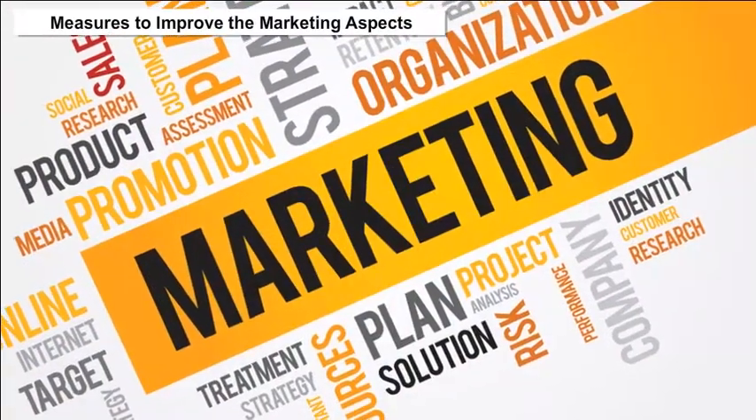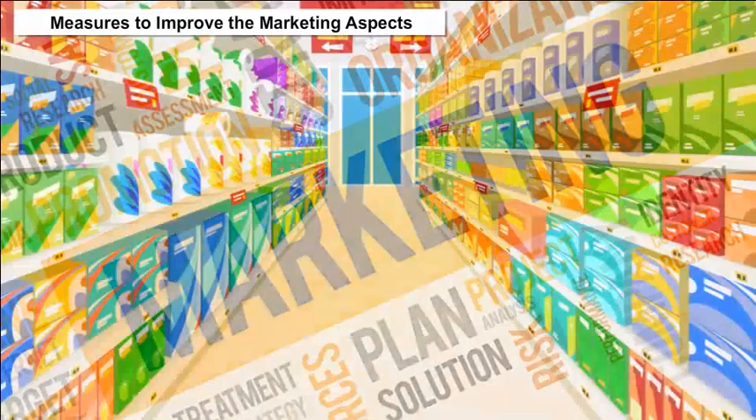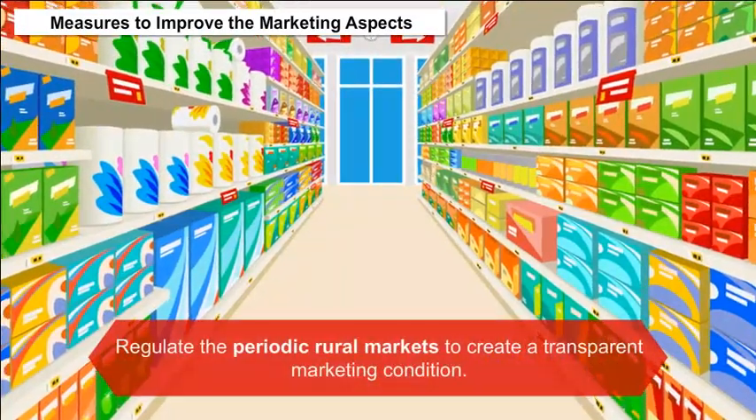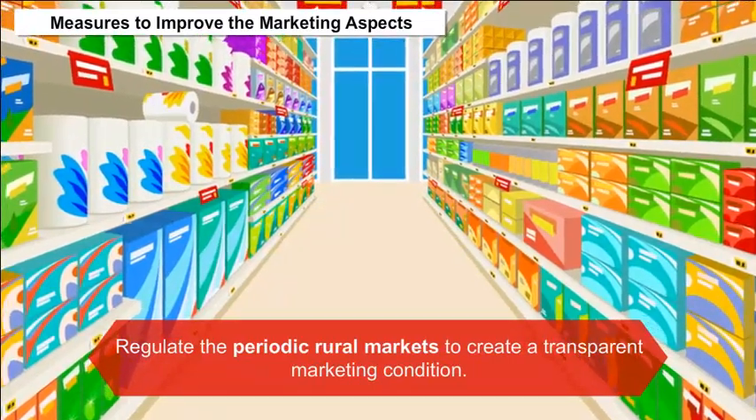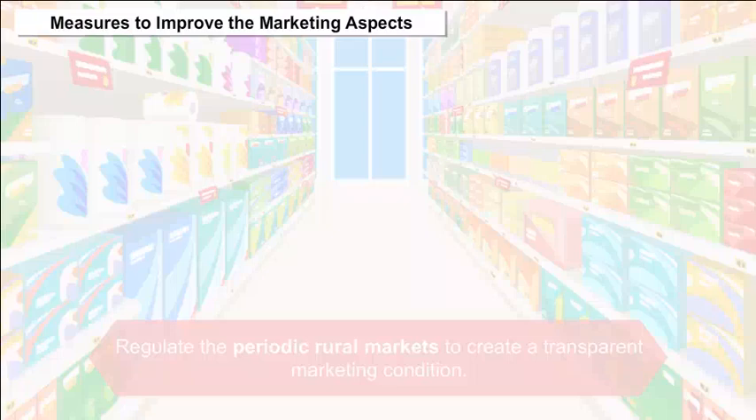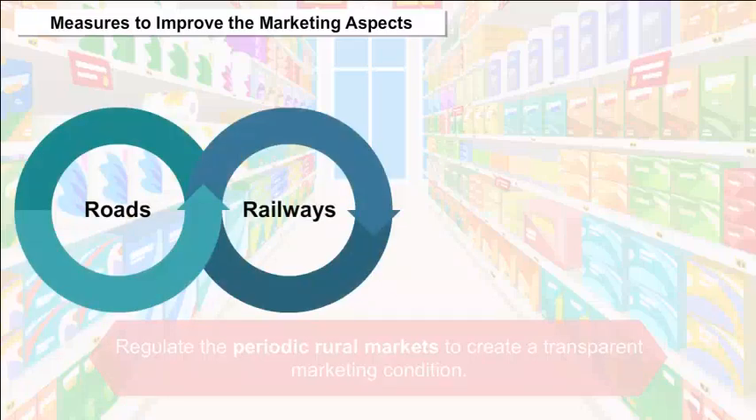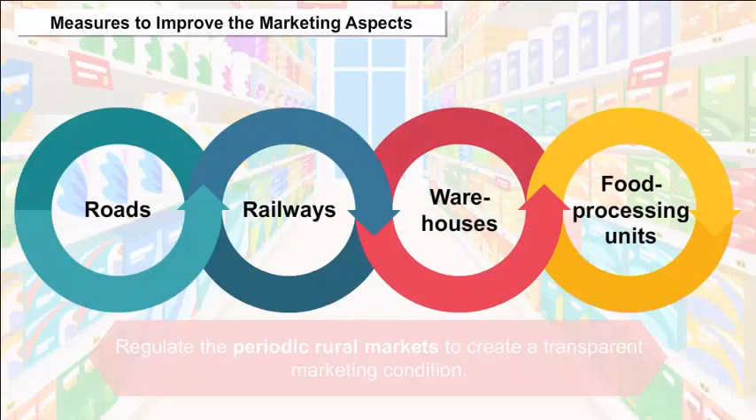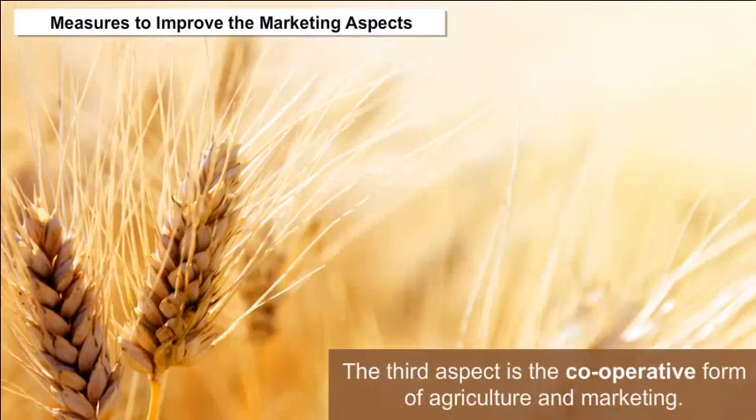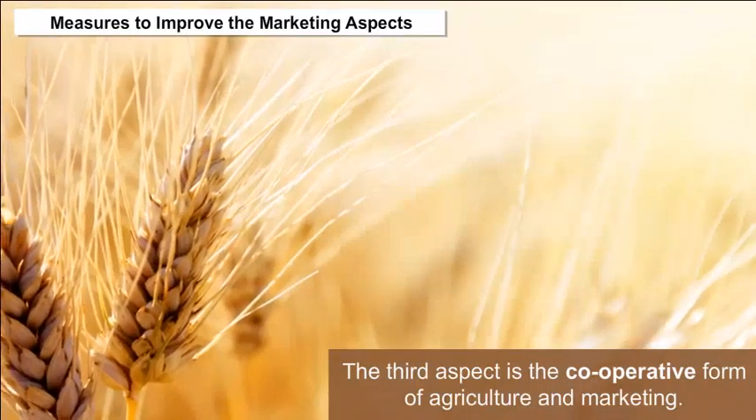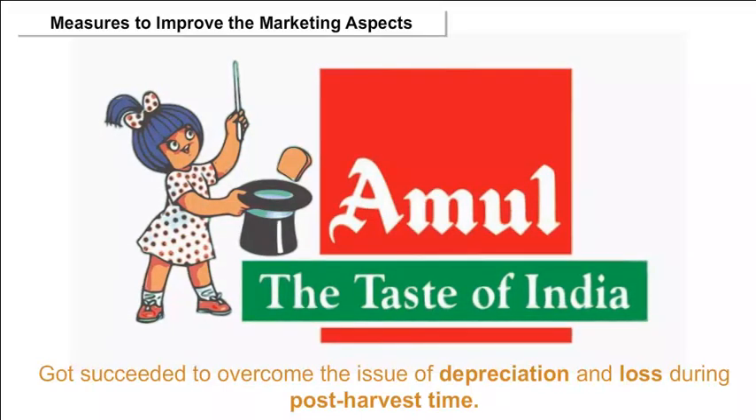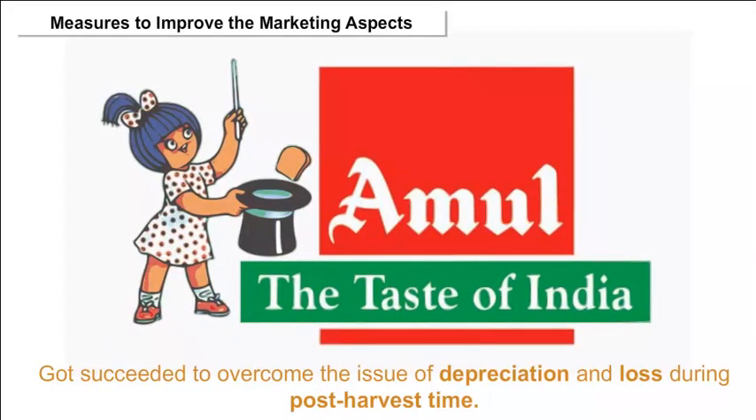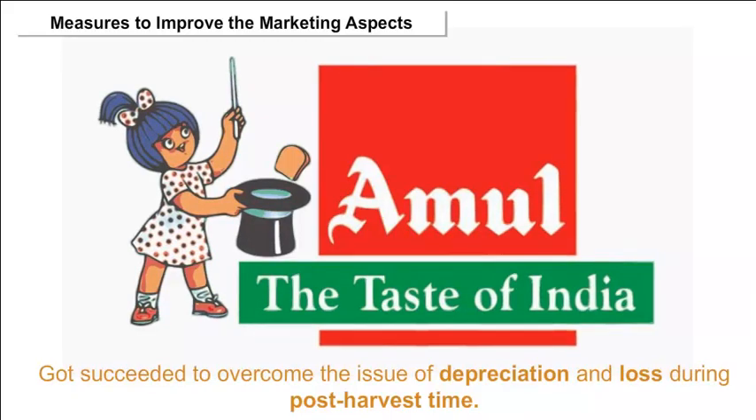Measures to improve the marketing aspects. The most primary step is to regulate the periodic rural markets to create a transparent marketing condition. Creating the proper infrastructure like roads, railways, warehouses, and different food processing units is the second step in that direction. The third aspect is the cooperative form of agriculture and marketing. In Gujarat, Amul Limited succeeded in overcoming the issue of depreciation and loss during the post-harvest time.